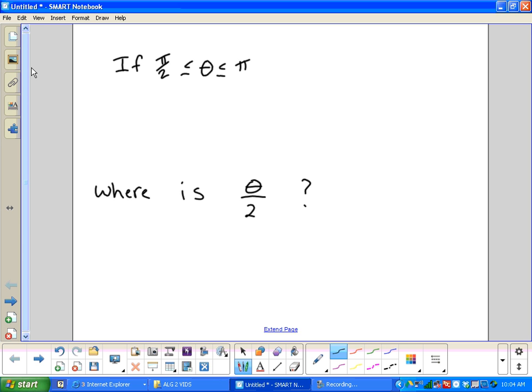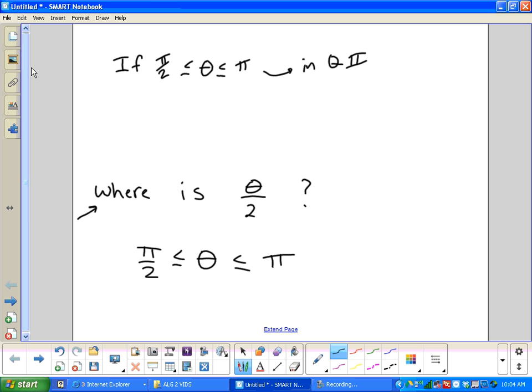Now, let's answer this question right here. So if theta is in quadrant 2, where is theta over 2, though? It's not going to be in the same quadrant. Let me show you how you can figure this out. Let's start off with where theta was to begin with. It was in the second quadrant, which is in between pi over 2 and pi.